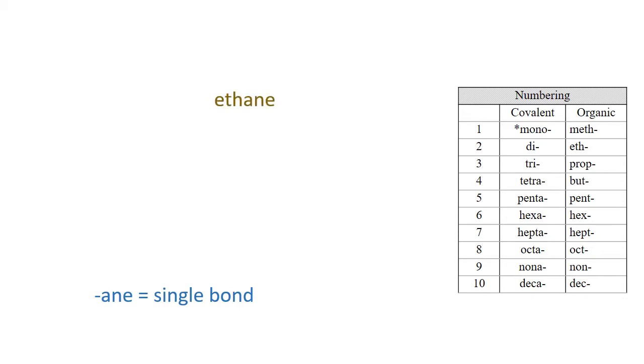Let's say I have ethane. Eth means 2 carbons. Ane means singly bonded. So I have 2 carbons singly bonded. And again, all the carbons have to make 4 bonds. Each carbon is only making 1 bond currently, so I will add 3 hydrogens to each carbon. And that's the formula for ethane.